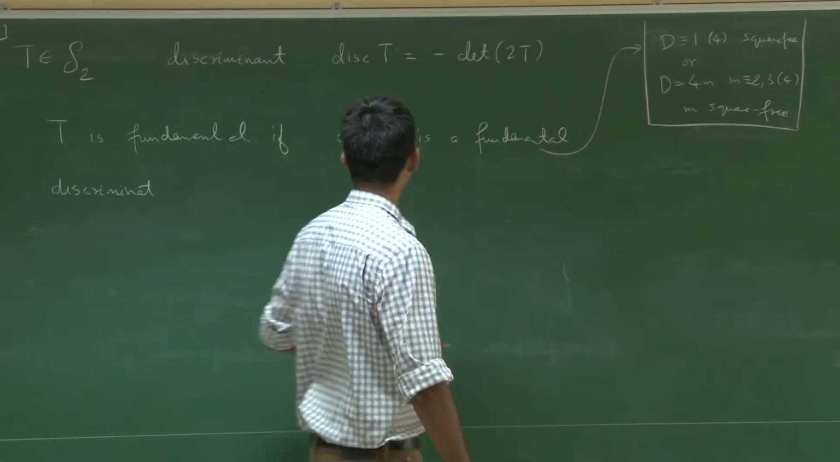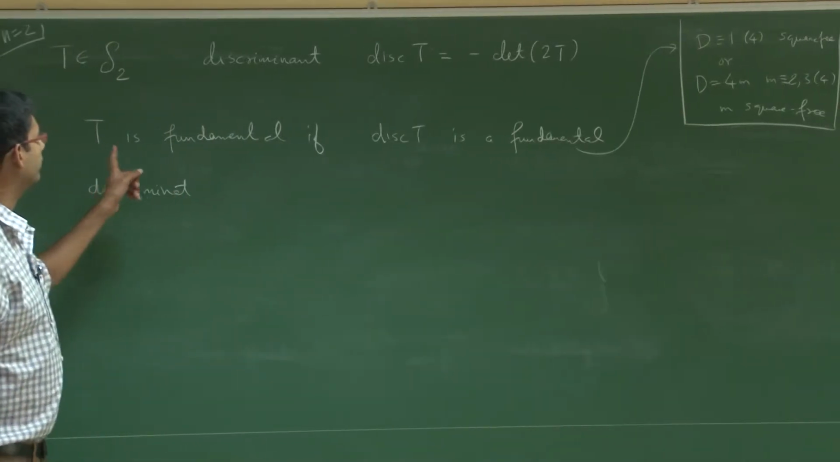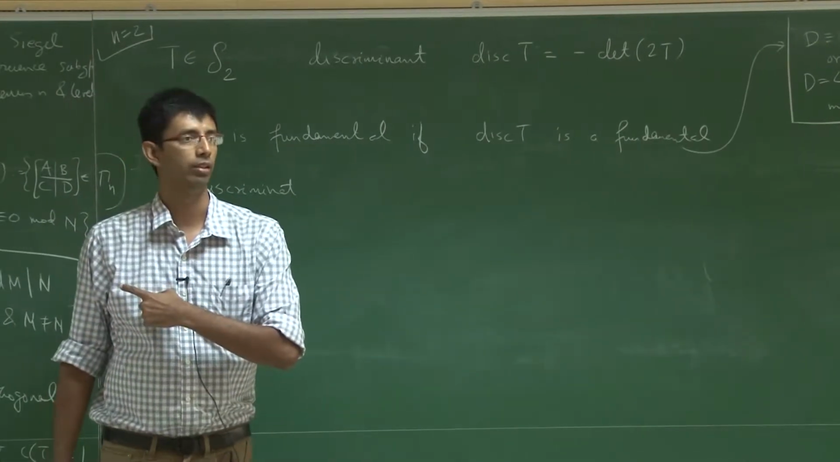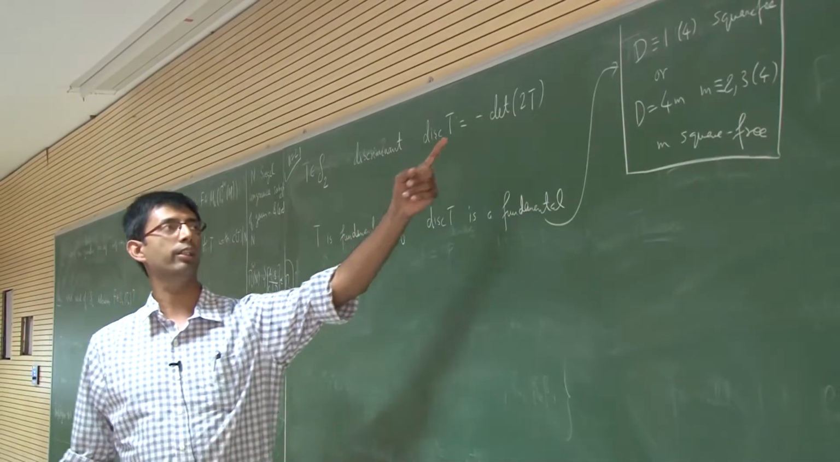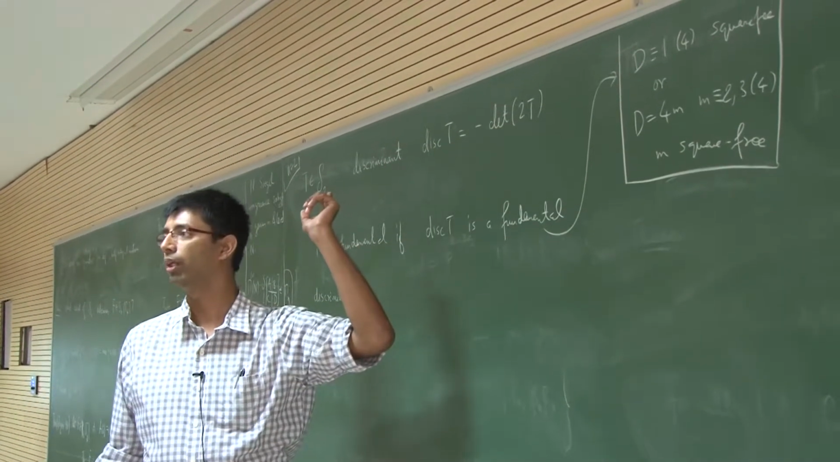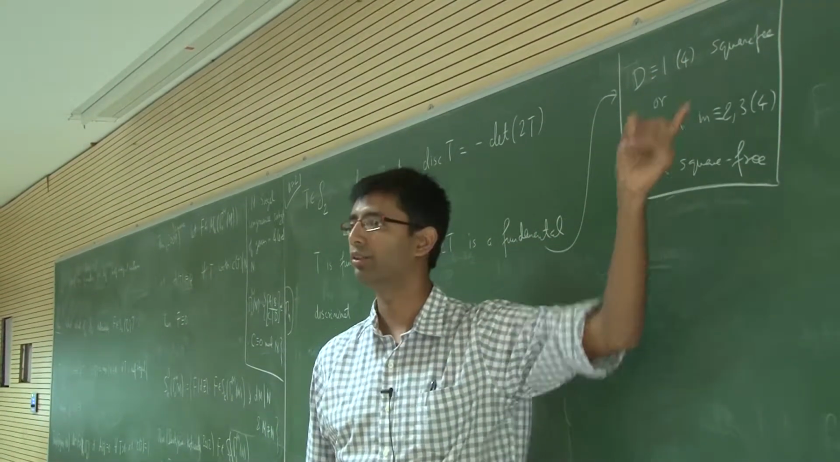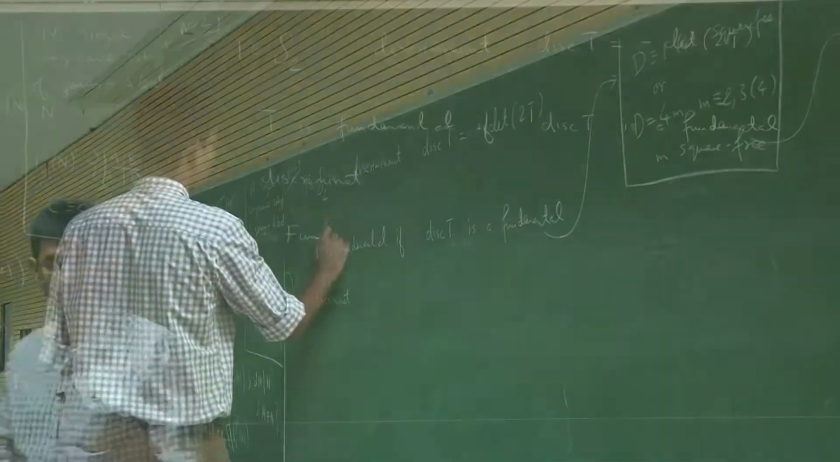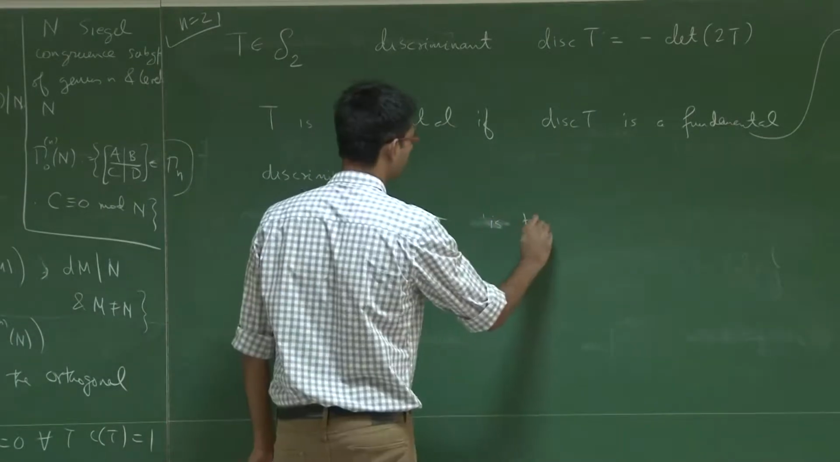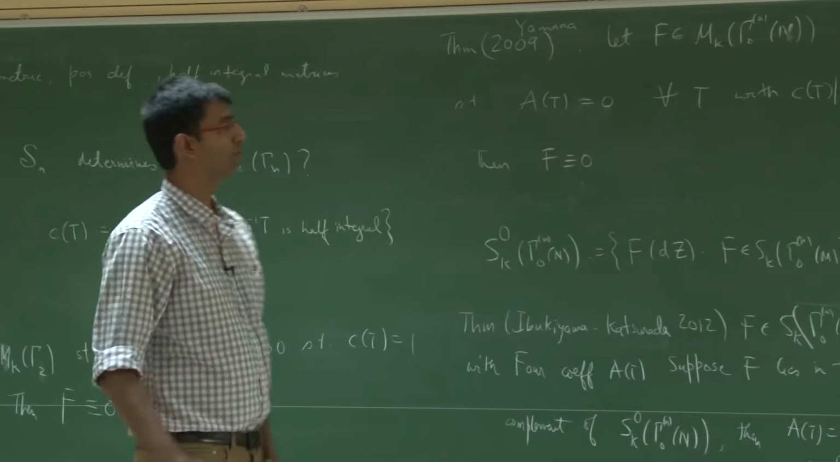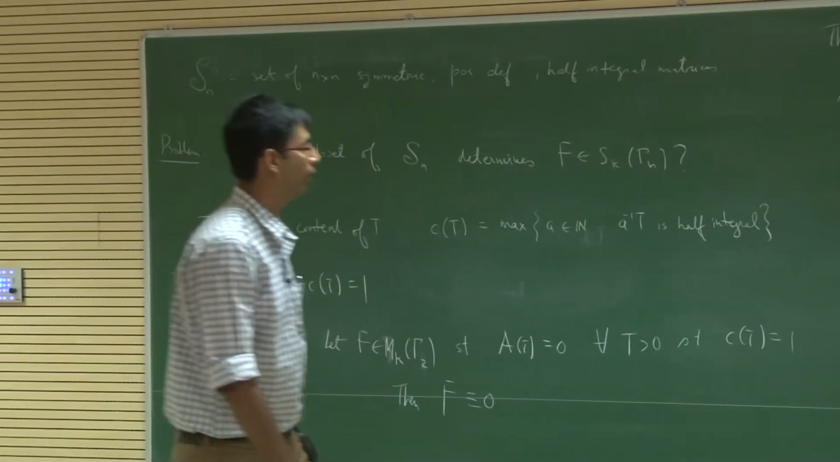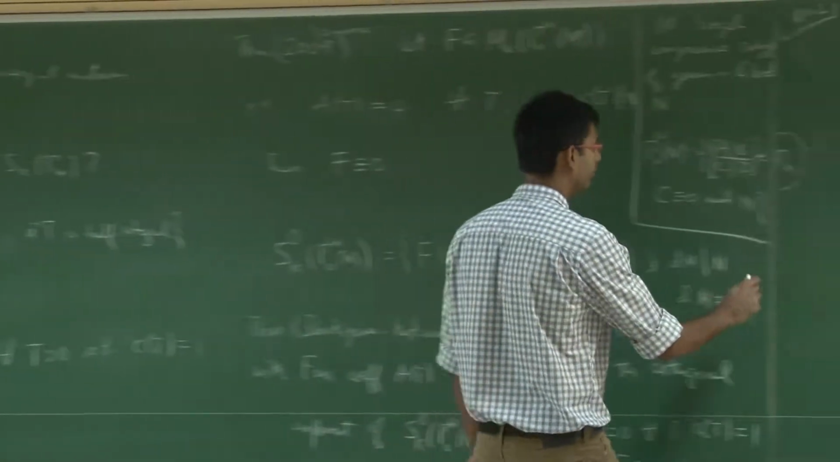Already you can see that if your matrix is fundamental, it has to be primitive, because if it was not primitive, there was some GCD, and as soon as you take a determinant, the square of the GCD comes out, and these guys are square free and so on. So, fundamental T is primitive. So, I am indeed looking at a subset of what I had earlier, and then I want to write down the following theorem.